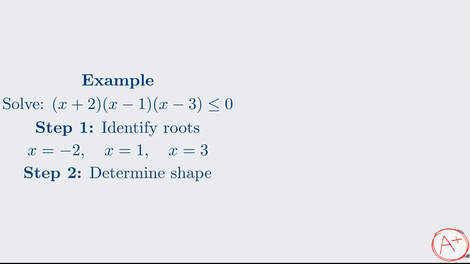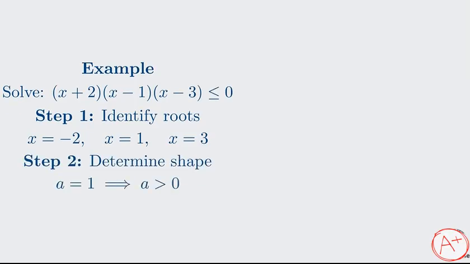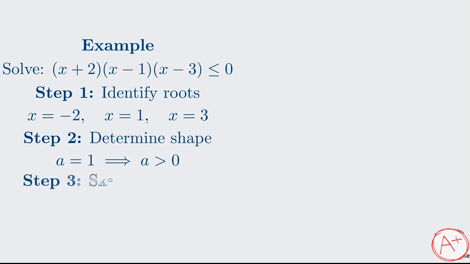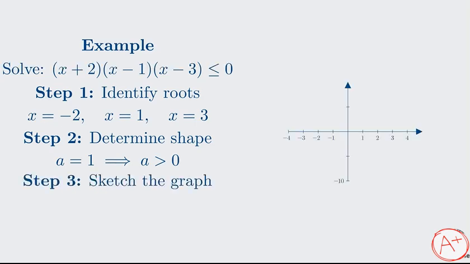Next, look at the coefficient. Since there is no number in front of the brackets, a equals 1. Because 1 is positive, the graph will start low on the left and end high on the right. Now we sketch. The curve comes up through -2, turns down through 1, and finally goes back up through 3.